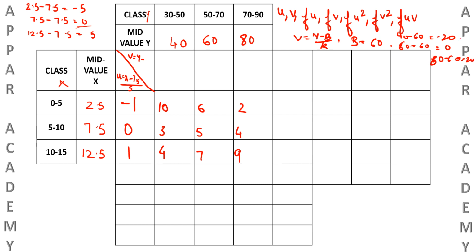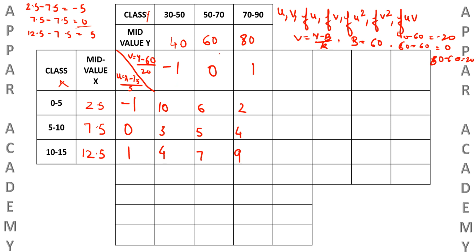So what should be our k over here now? The assumed mean is 60, so k should be 20. How? Because that will again make these figures minus 1, 0 and 1. So y minus 60 upon k, that is 20. 40 minus 60 upon 20 becomes minus 1. 60 minus 60 is 0. 80 minus 60 is 20, upon 20 that again becomes 1. Now this u and v have taken the smallest and simplest figures that will ease our calculations.